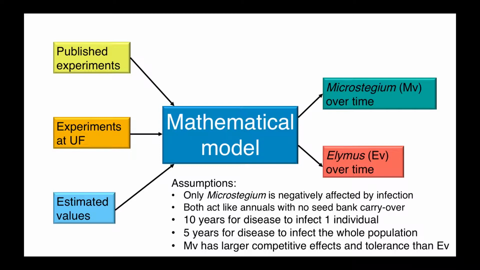And then these are some assumptions that I have in these model results that I'm about to show, and we're hoping to explore more of this model and test some of these assumptions. So one is that in this scenario, only Microstegium is negatively infected, and it's affected in the way that those experiments showed with the seed suppression. Both are acting like annuals, and then we assume some time frames for infection to occur, and then Microstegium we assume is a better competitor, which we've seen in experiments.